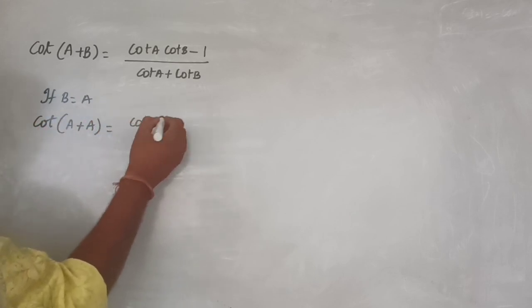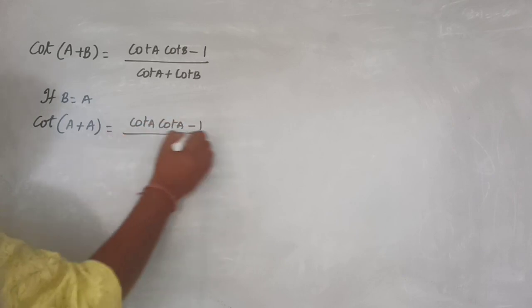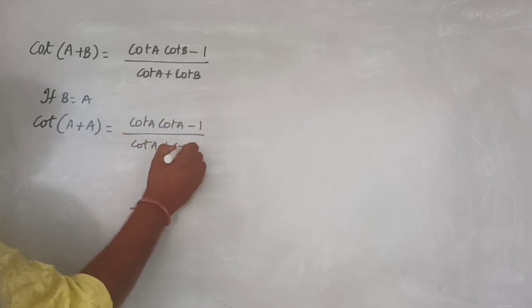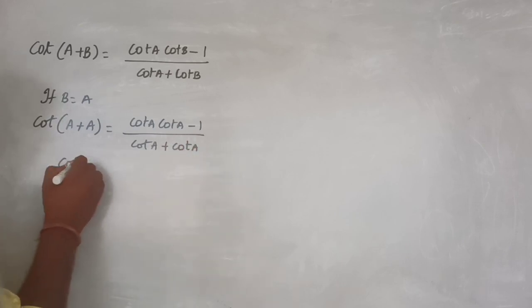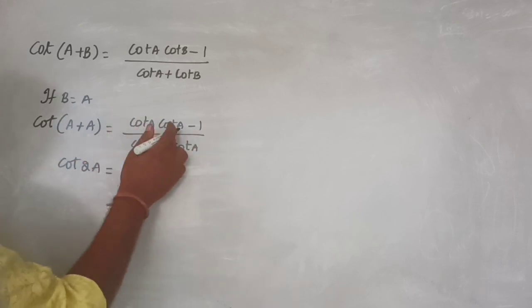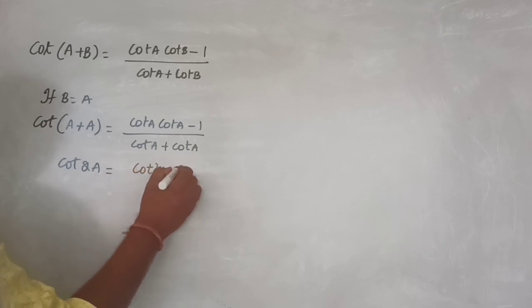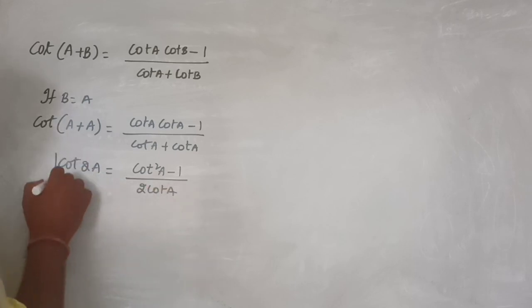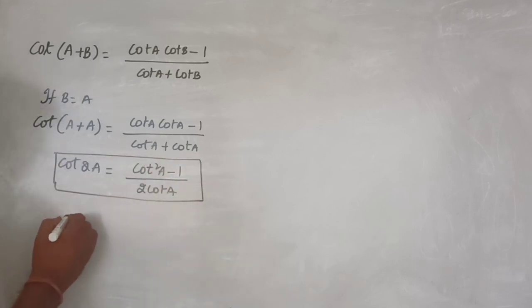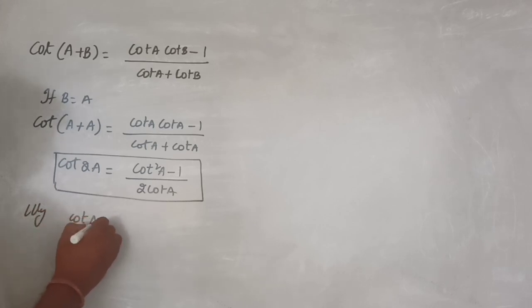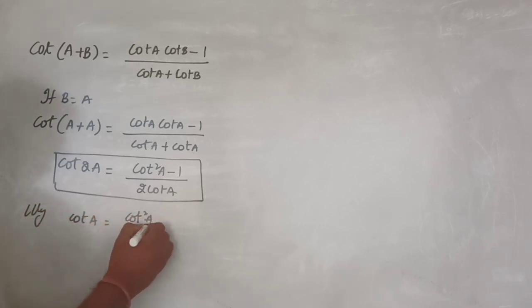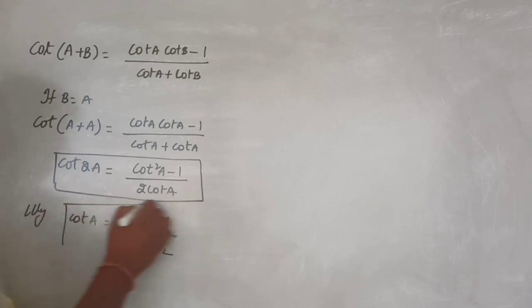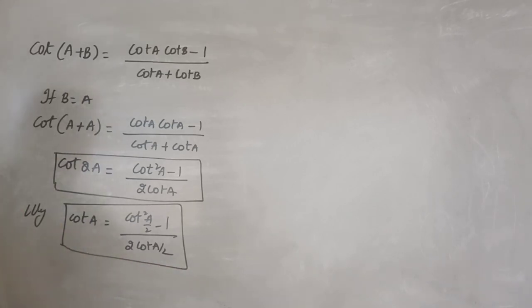So here cot a cot a minus 1 by cot a plus cot a. Cot a plus cot a is cot 2a. Cot a into cot a is cot square a minus 1 by cot a plus cot a is 2 cot a. So this is the formula of cot 2a. Similarly, cot a is equal to cot square a by 2 minus 1 by 2 cot a by 2. So this is the value of cot 2a and cot a.